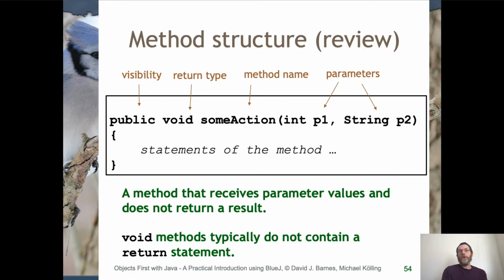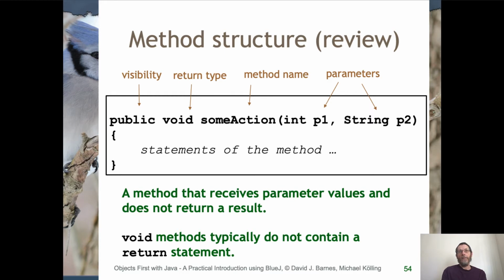They then have a return type. If that return type is void, then that means that this method will not be returning a data value to its caller. It will simply be carrying out some action. The third element is the name of the method, and we typically use camel case for naming our methods, but always start with a lowercase letter for the method name.